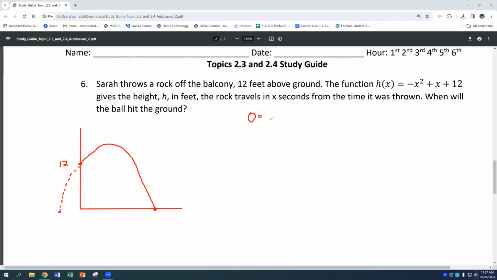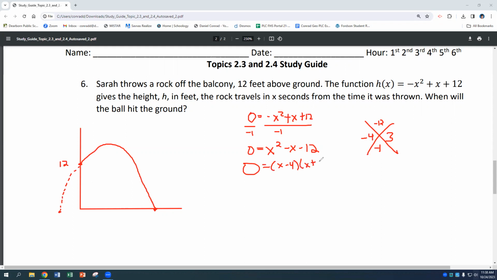So it's going to be 0 equals negative x squared plus x plus 12. Okay, we can just divide by negative 1 here so that our a value is 1. So we can use our traditional x method. So divide by negative 1, we get x squared minus x minus 12. So now when we factor, we can just use our standard x method. Two numbers multiplied to negative 12, add to negative 1. That's going to be negative 4 and positive 3. So when we factor this, we get x minus 4 and x plus 3.